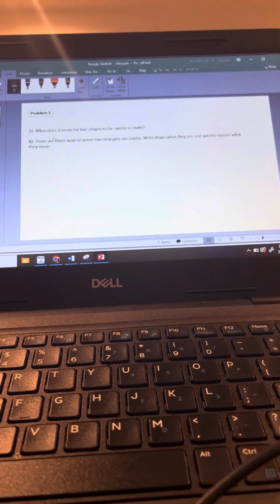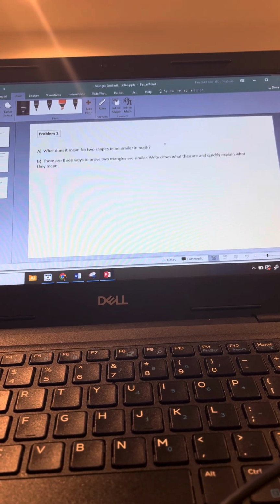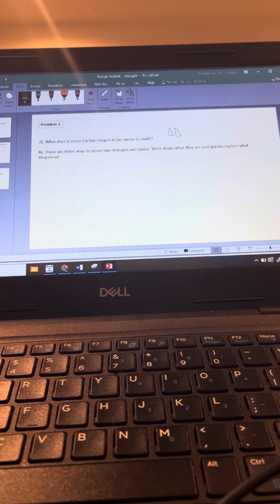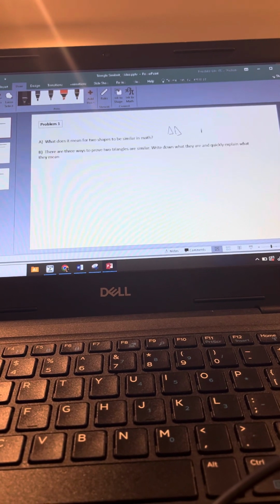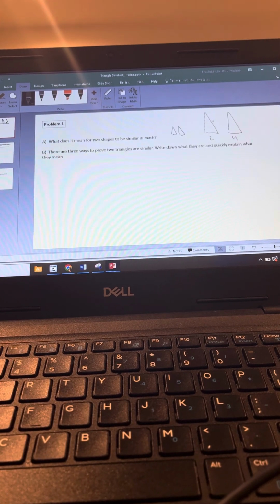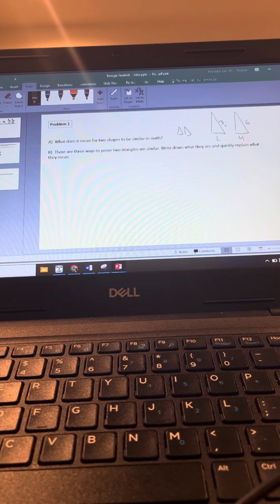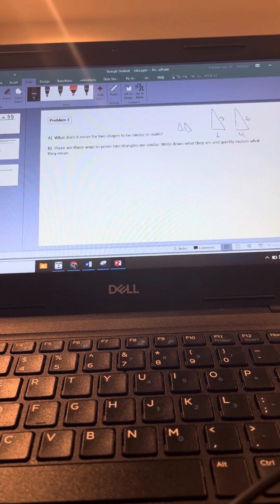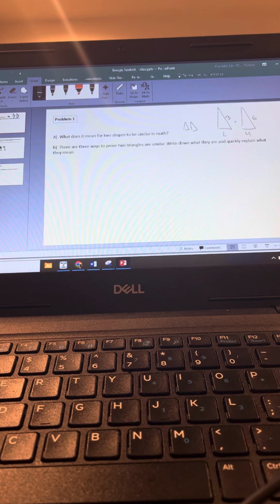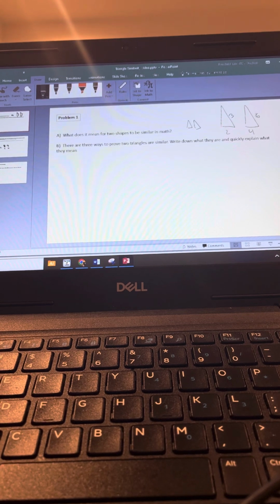Okay, so this is asking, what does it mean for two shapes to be similar in math? For two shapes to be similar, that doesn't mean that they have to be the same exact shape, or the same exact size. It just means that when they do the math for each triangle, it has to be similar, which means if you were to do the math for these two, 2 times 2 equals 4 and 3 times 2 equals 6, which means that both sides can be times by 2 to get the other.